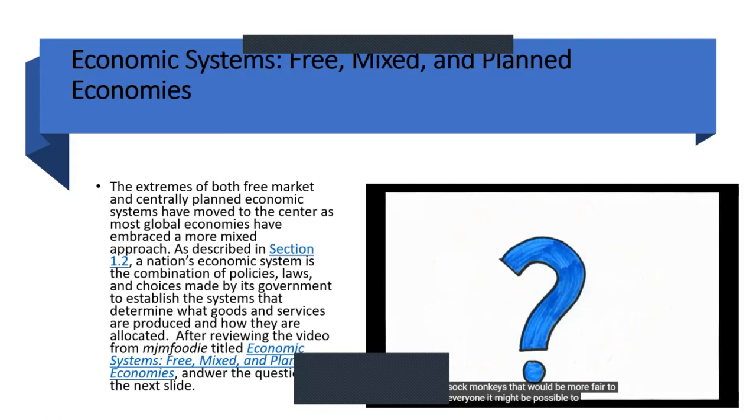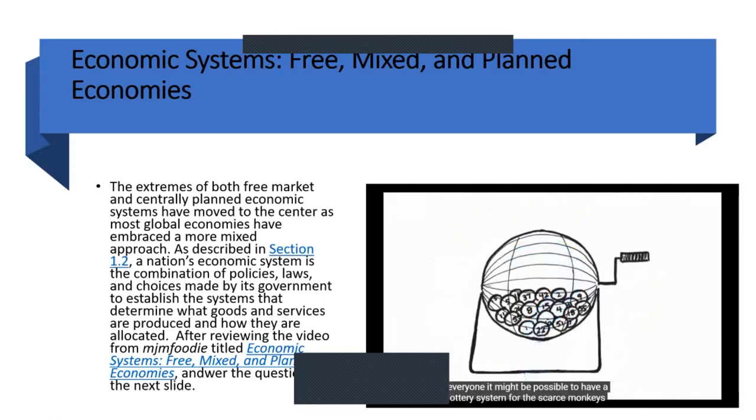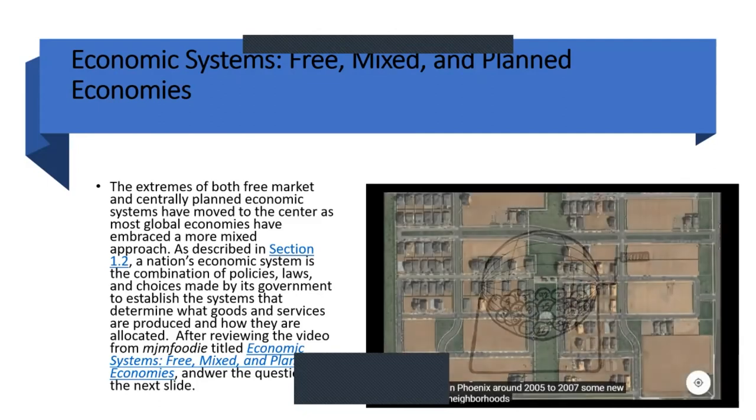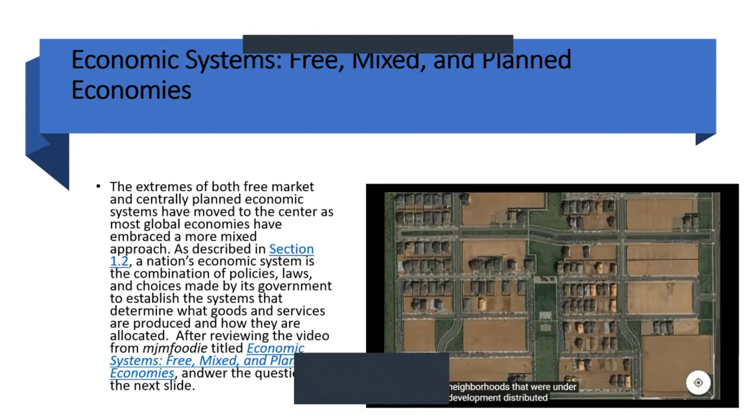It might be possible to have a lottery system for the scarce monkeys. During the housing bubble that occurred in Phoenix around 2005 to 2007, some new neighborhoods that were under development distributed the available lots via lottery rather than opening up a bidding war. Or consider the limited number of seats available in some academically elite public or charter schools around the country where students are enrolled by luck of the draw.